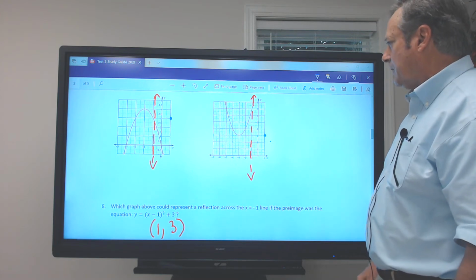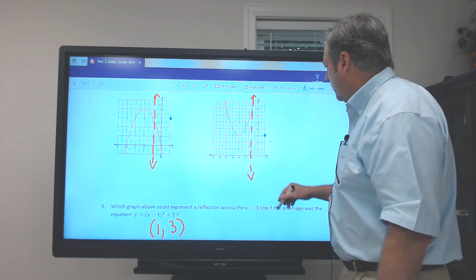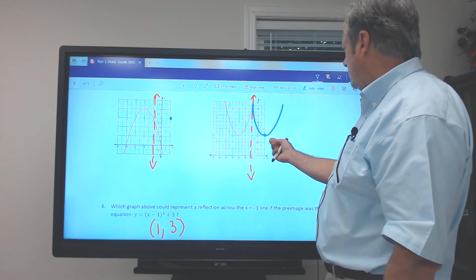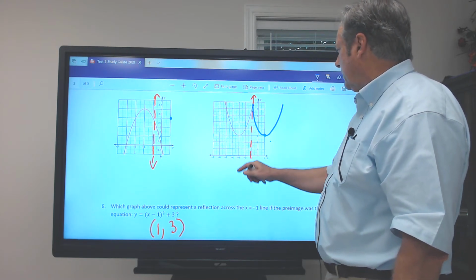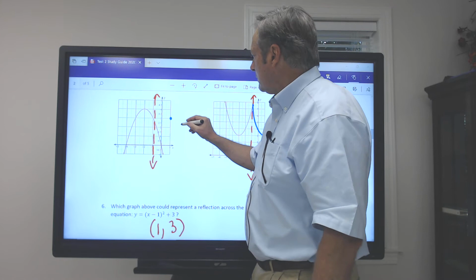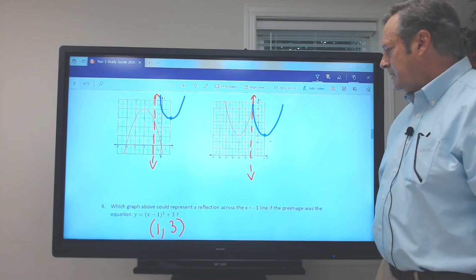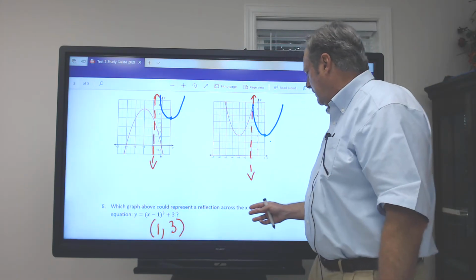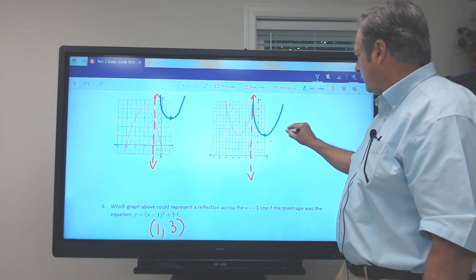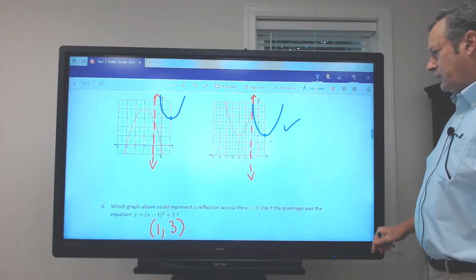Now, a reflection across x equals -1. Well, that would be 1, 2 to the right, 2 to the left. So yes, this reflected over. Now, many of you could have realized early on this one could not be it because it was going down. It was a flip. And the question didn't ask for a reflection over anything on the y-axis. It asked for the x equals -1 line. So that's it right there.